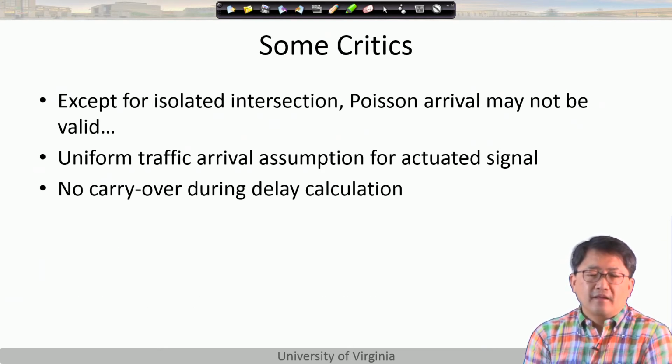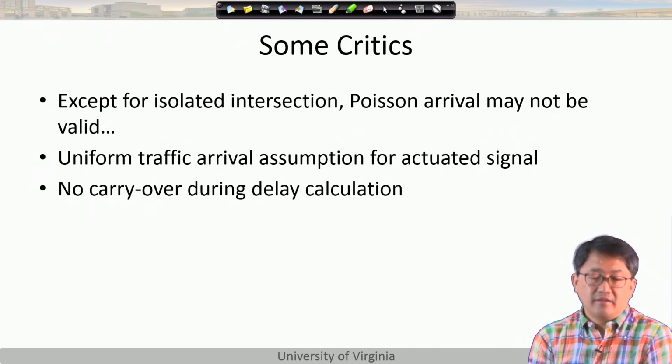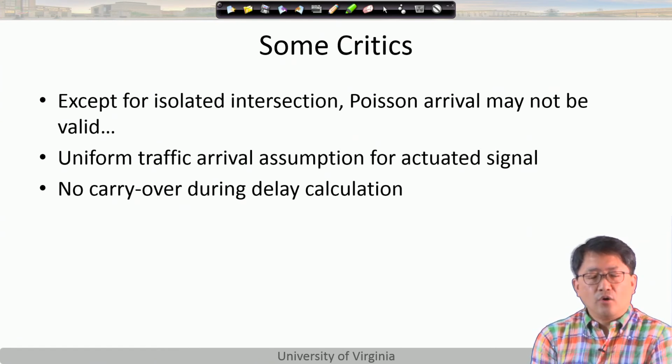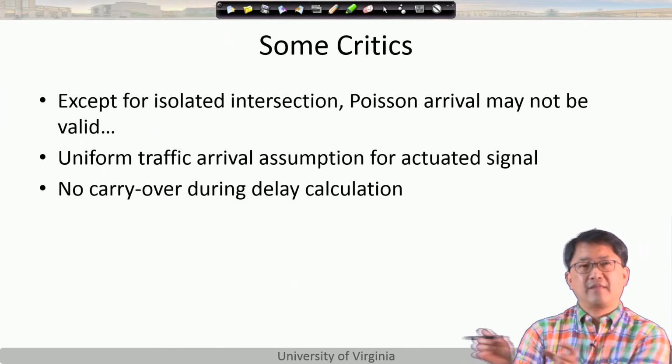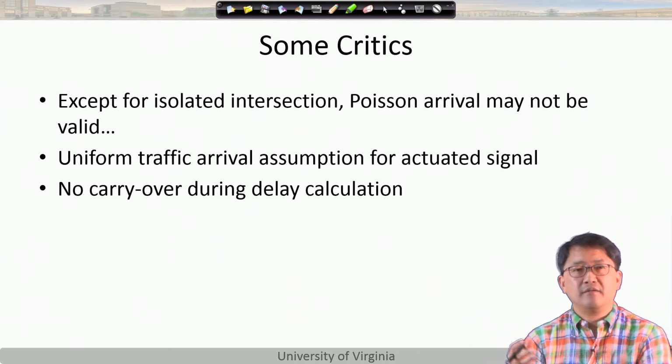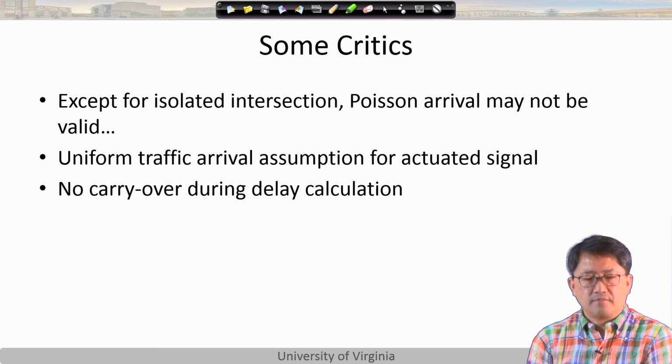So one criticism is that except for isolated intersections, Poisson may not be valid. They assume the uniform arrival for actuated signal. That's easy to calculate. And then there's no carryover of delay for the vehicles remaining at the end of each cycle. So this is only considering that those 10th, 30th, 50th, 70th, and 90th percentiles are happening independently. They don't happen as a sequence. They're just totally independent. They just use weighted average.